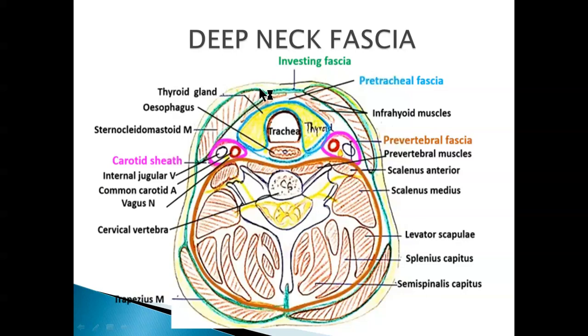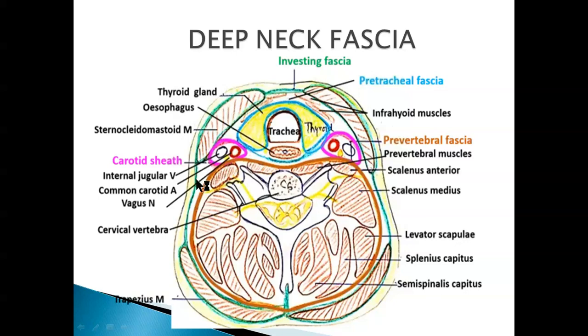All right. Now coming back to your investing fascia covering your SCM. Again, here we can see all this is your investing fascia. Now in the back region of the head, in the shoulder area, in the neck area, we have the trapezius muscle on both sides. Now investing fascia again covers these trapezius muscles. It covers both trapezius muscles, and this is all.